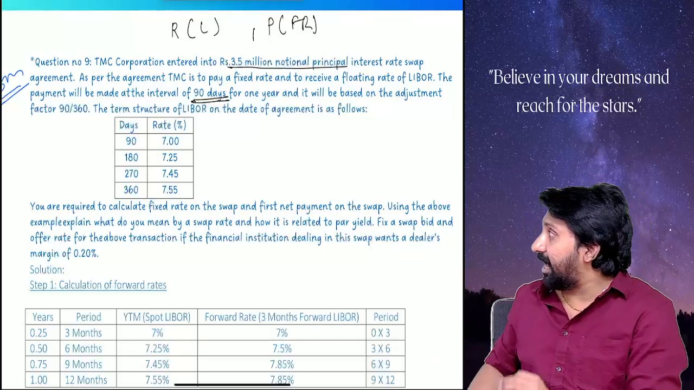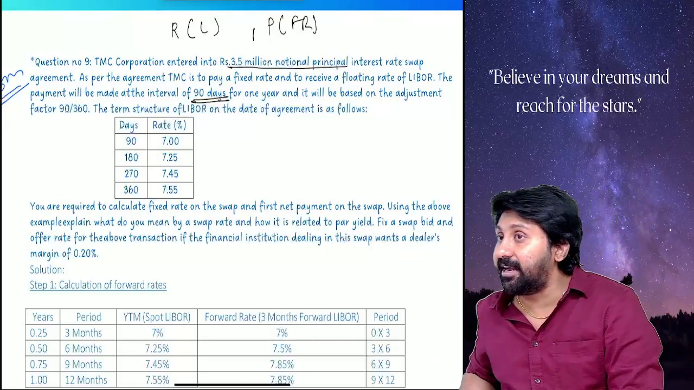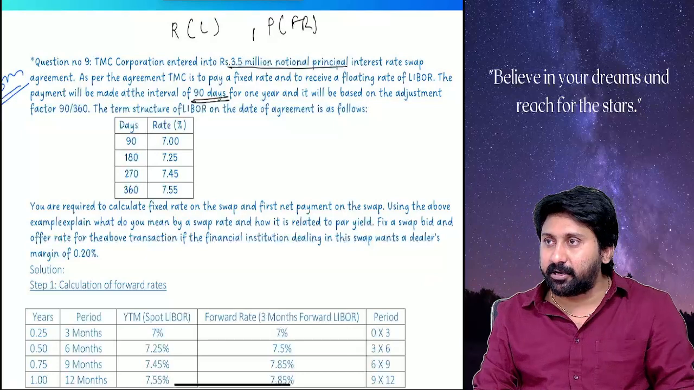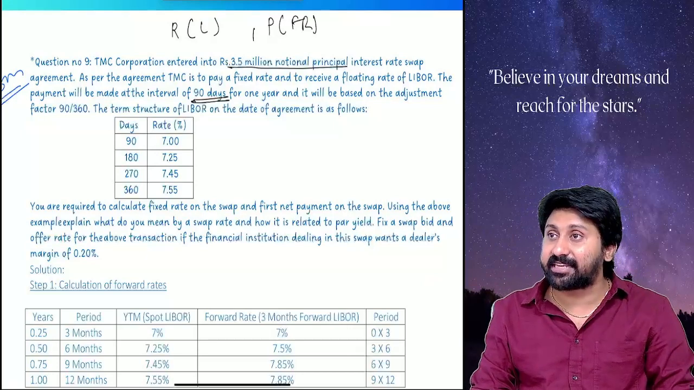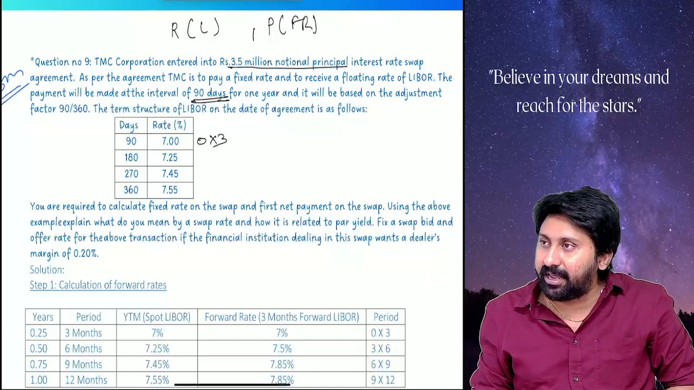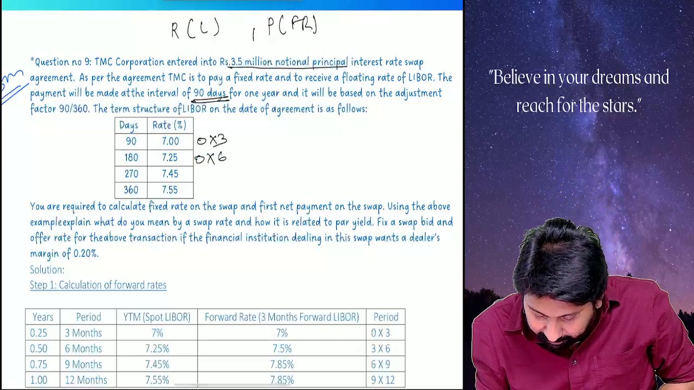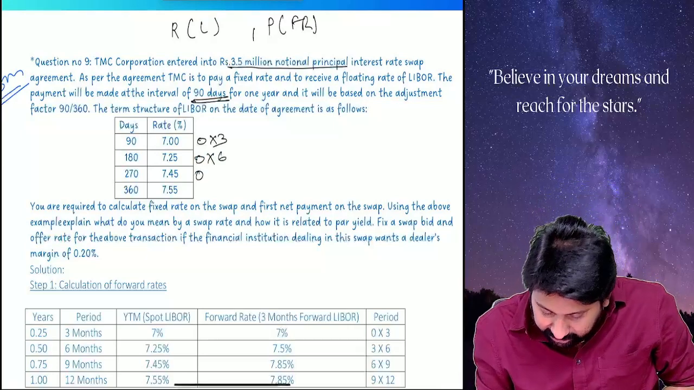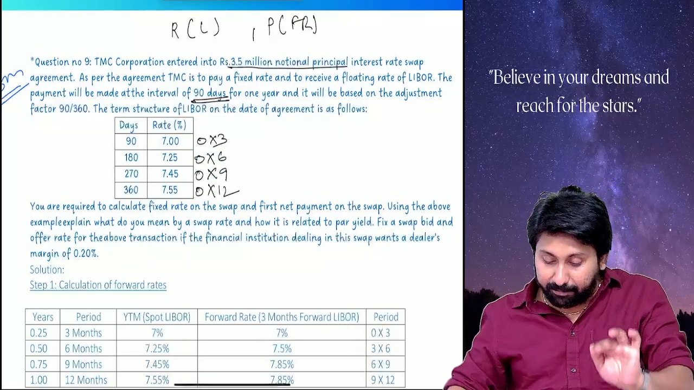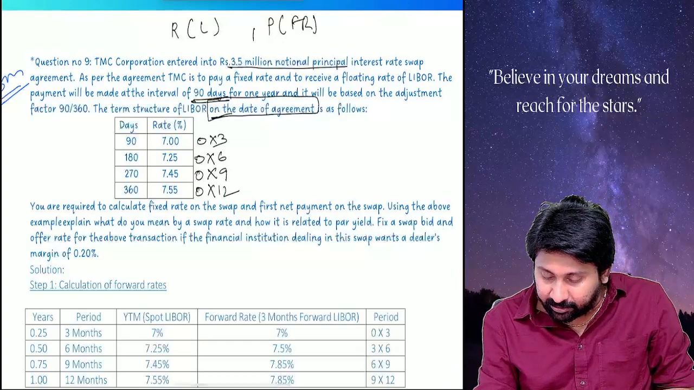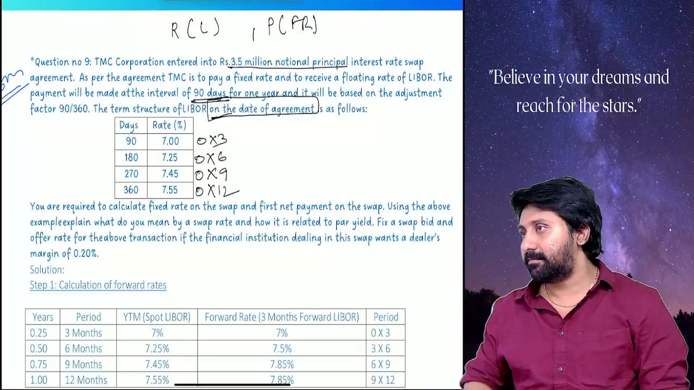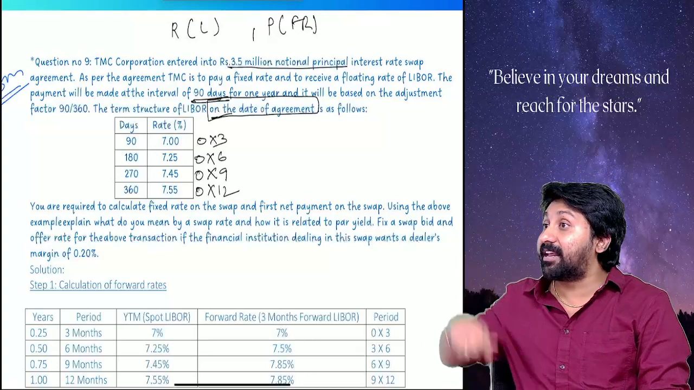See there. 90th day. How much interest you will pay? 7%. Between two banks, how much percent you will pay? 7. That 7 is fixed at 90 days. 7 is fixed on 0 date. This is 0 by 3. This is 0 by 6. This is 0 by 9. This is 0 by 12. These are all LIBOR rates given on the date of agreement. They are not given on the reset dates.